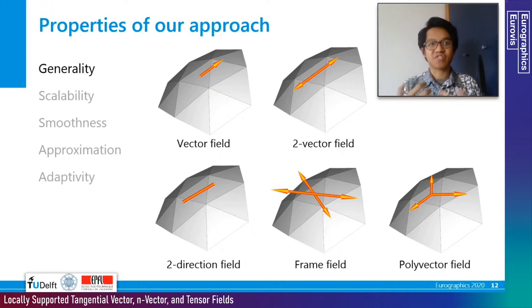And that seemingly straightforward approach turns out to have remarkable properties. First, the approach is general, meaning it's applicable to a whole range of tangential fields and discretizations. Only a Laplacian needs to be available. In the paper, we demonstrate three different fields: vector fields, Rosy fields, and tensor fields.